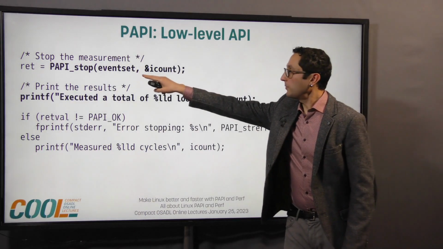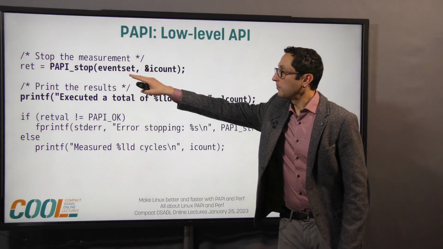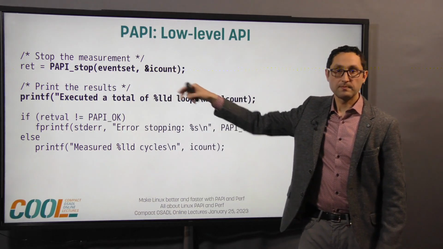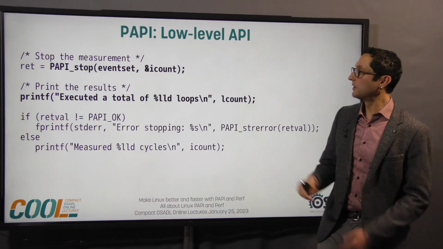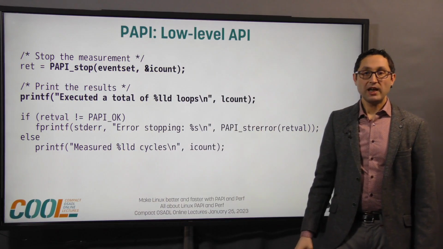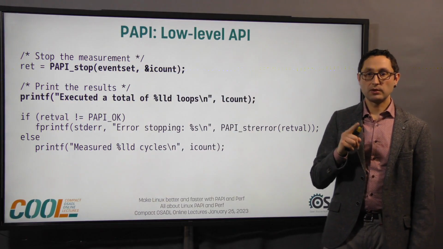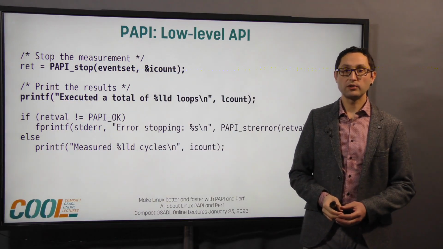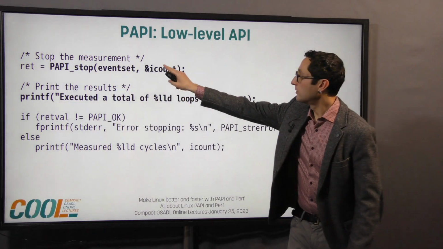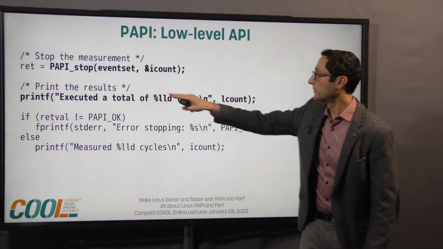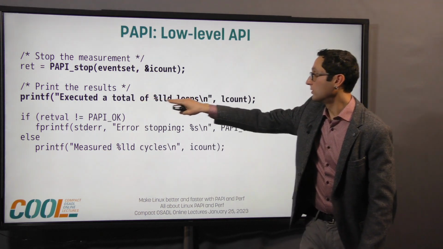When we want to stop the measurement, we just need to call PAPI stop, and counting stops. We can also reset at any given point to restart counting. So we stop right here. And the final step is, with the low-level API, we are also responsible for the reporting. So we need to print out the results. So this would be the number of total loops we ran.